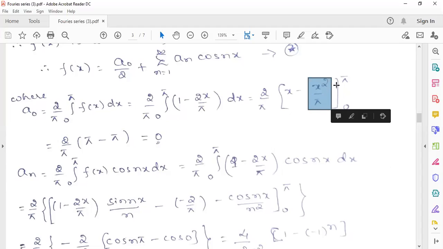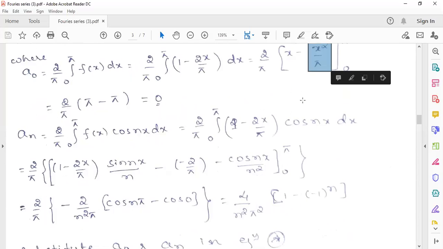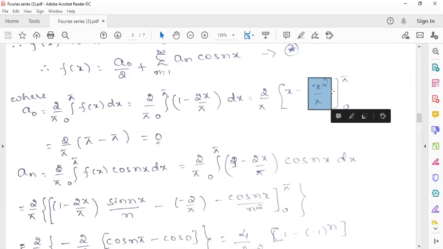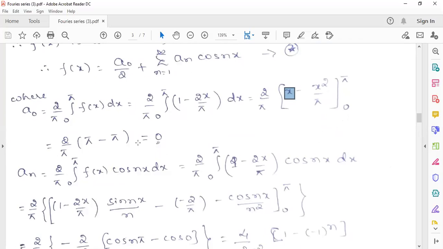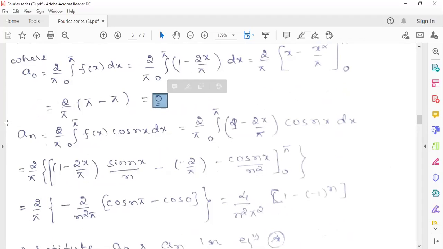The limits vary from 0 to pi. Substituting the limits, the lower limit value will be 0 because every term has x. Now if you put x equals pi as the upper limit, the first term will become pi minus pi square by pi, which means pi will get cancelled. It will become pi minus pi. That means the a0 value will be 0. So now you find an.